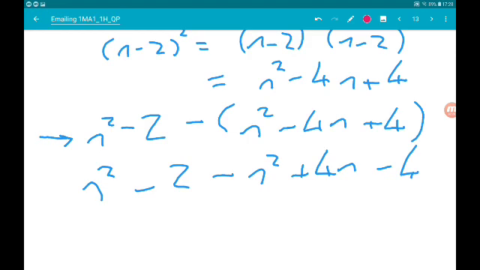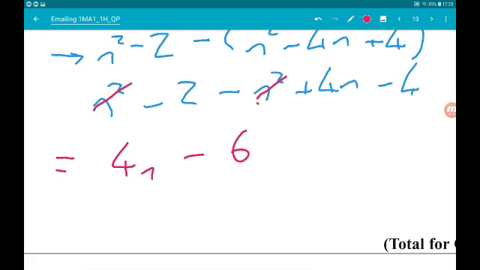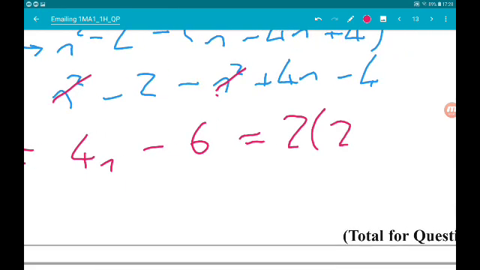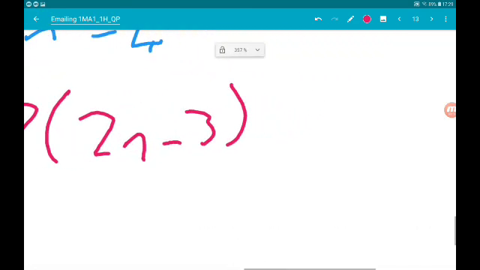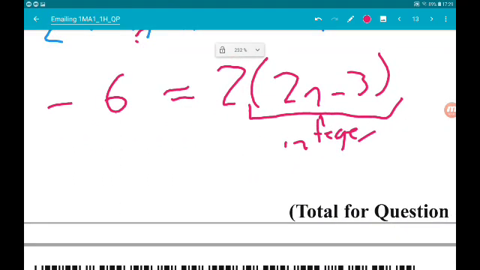Now, what happens here is the n squareds cancel. So we've now got minus 2 add 4n minus 4. So that gives us 4n and then minus 2 minus 4 is minus 6. Now that can be factorized to 2 lots of 2n minus 3. Now, 2n minus 3 is always a whole number, so it's an integer. Remember, n itself is an integer, so 2 times an integer is always even.